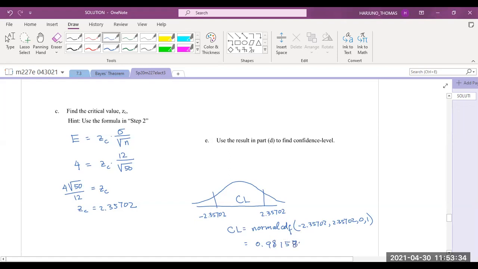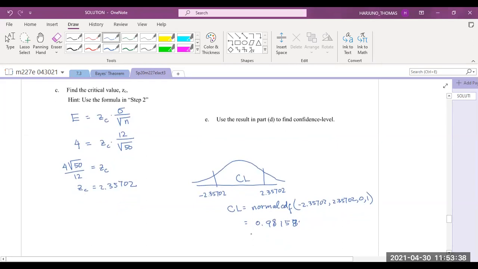I get 0.98157158. Now, usually, if we make it a confidence level, then we will write 98.16%. Okay, but don't round it. Usually, confidence level is expressed in percentage. That's what I'm saying.